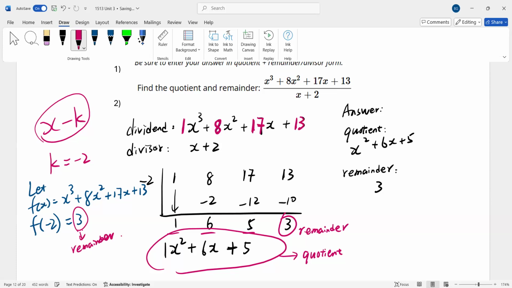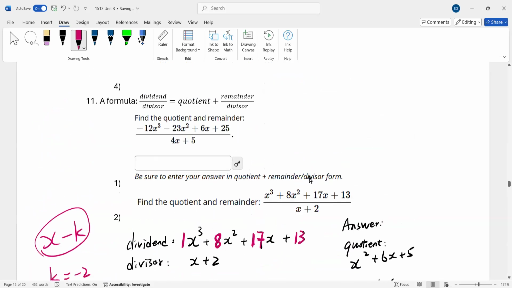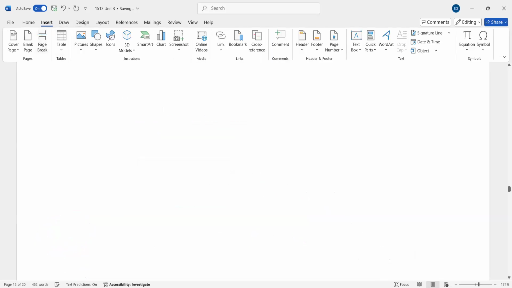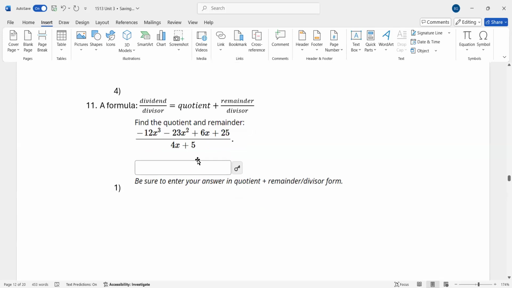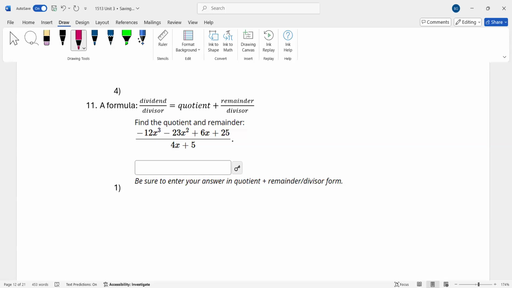Okay, very good. And this problem, I have a question. Can we use the synthetic method? This one? Numerator, dividend. Can we use the synthetic method? No, because of the 4. Yes, we can't, okay? We would have to use long division. Let's use long division to process this problem.